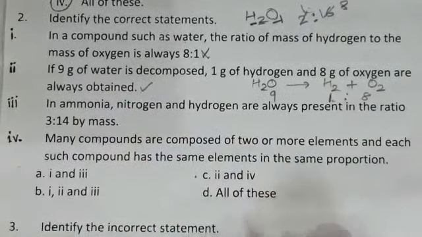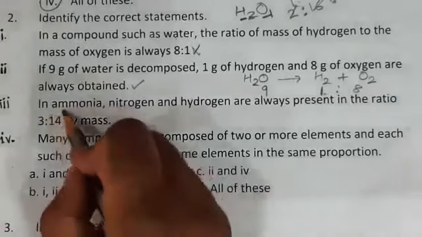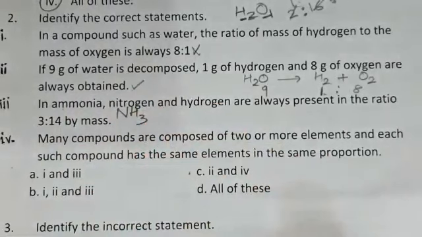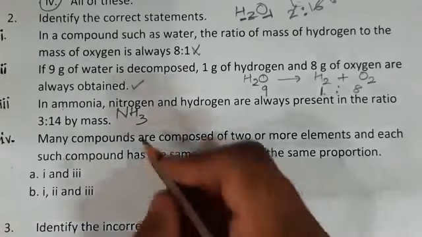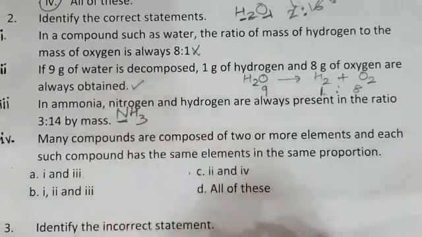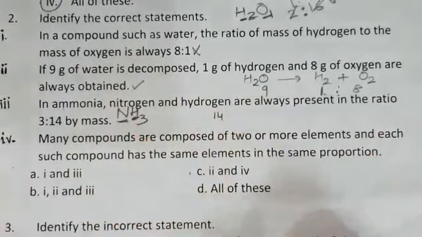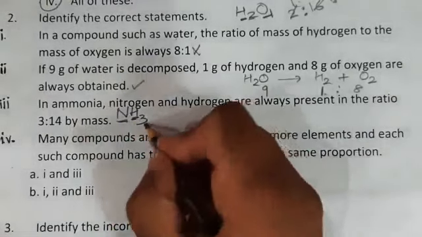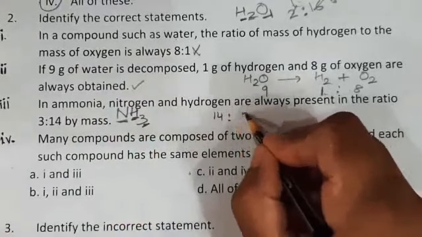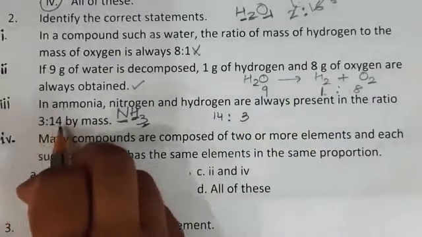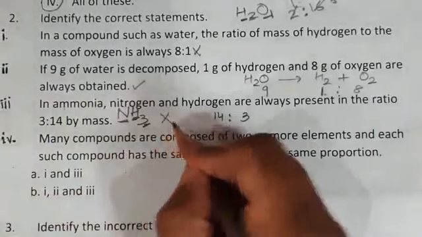Coming to third, in ammonia. What is the formula of ammonia? It is NH3. Nitrogen and hydrogen are always present in the ratio 3:14 by mass. You can calculate, what is the molar mass of nitrogen? It is 14. What is the molar mass of hydrogen? It is 1. And there are 3 hydrogen atoms. So it will be 3. So 14:3. And it is given in the question 3:14. This statement is wrong.